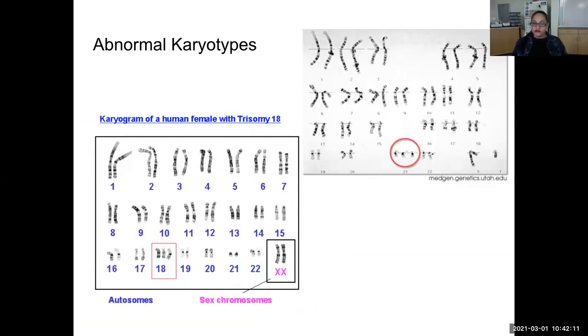A couple more. On the left, that person has trisomy 18. That's called Edwards syndrome. And then on the right, that person has a karyotype of 21, and they have a 3rd chromosome in the number 21 spot. That is Down syndrome. That's one of the most common.